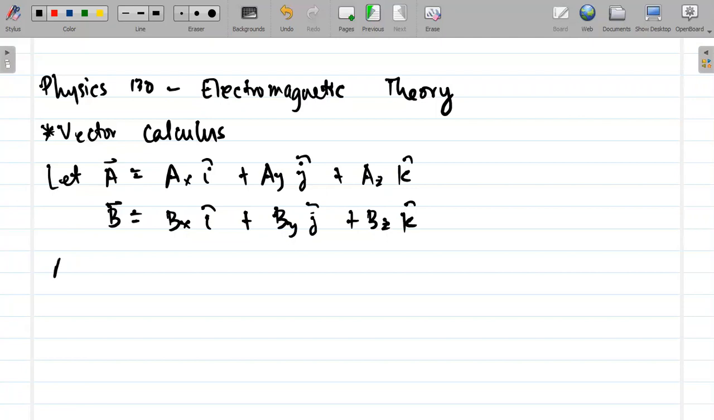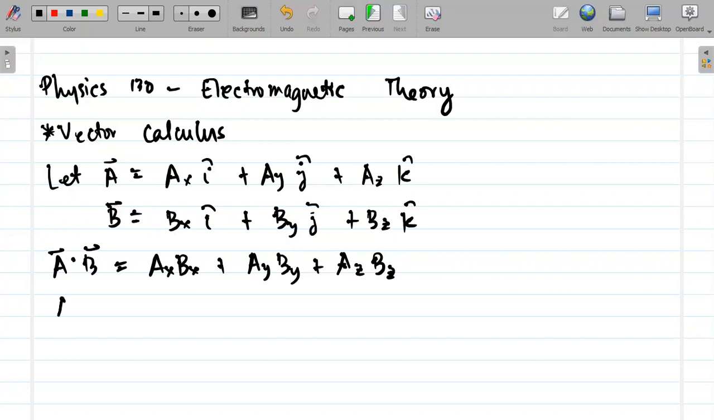Now class, ang ating dot product A dot B, that is equal to AX BX plus AY BY plus AZ BZ. That is your dot product.